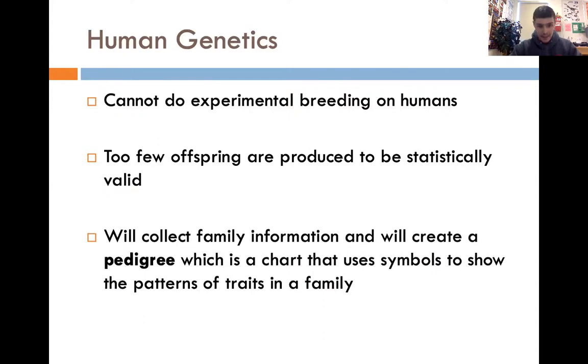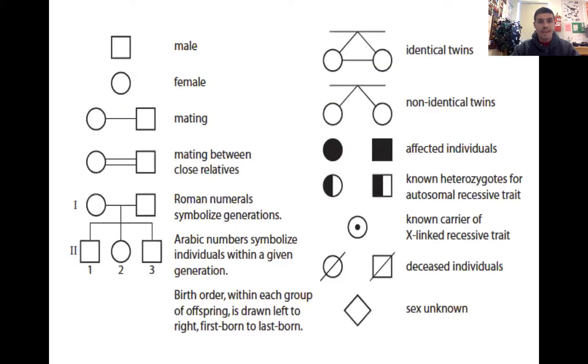What scientists use is what's called a pedigree chart, which is a chart made of symbols that shows the pattern of trait inheritance in families. So this is the main focus of this section, and this is the last thing you need to be proficient with analyzing in the genetics portion of Biology 30. These are the symbols that are used in the pedigree charts.